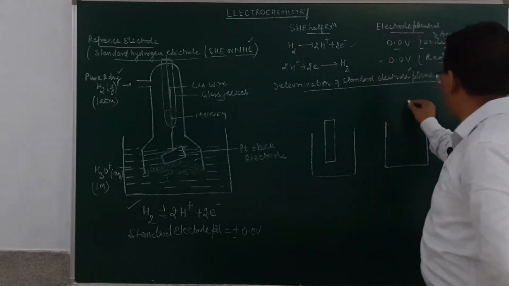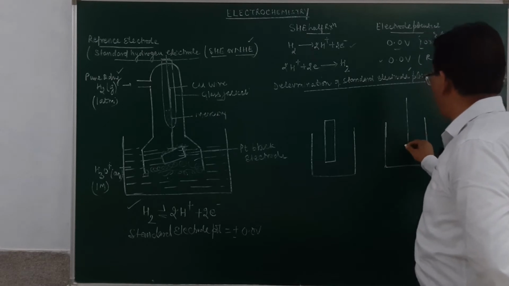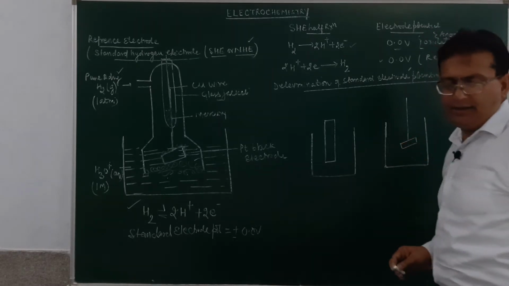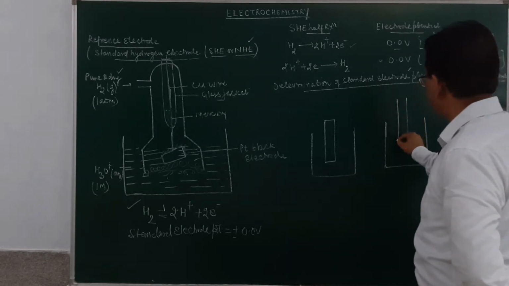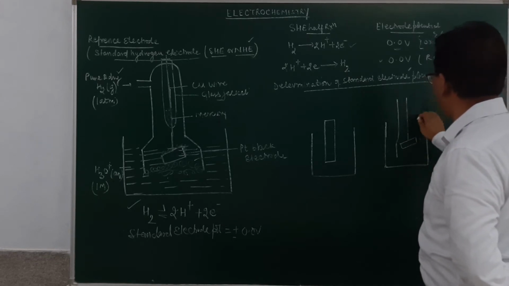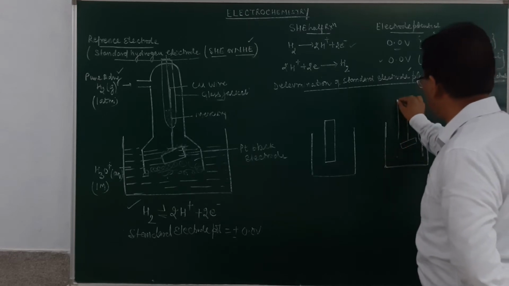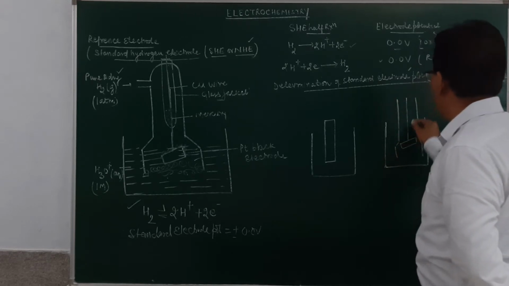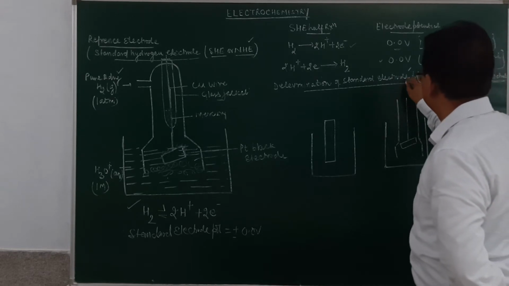This hydrogen electrode will have a platinum wire which is coated with platinum black and is kept in the acid solution, which is kept over here. You may see over here, student. Here, this is for hydrogen gas.